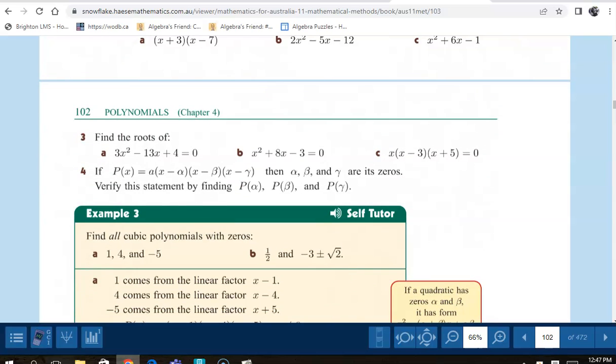Question 3. I'm under the pump. Find the roots of. How do we find the roots of? Factorize. If you can't factorize, quad formula or complete the square, but who wants to do that? Nobody. And if it doesn't say algebraically, what would you do? Go calculator, right? Make sure you start reading these questions. You should be able to do them by hand or with technology.